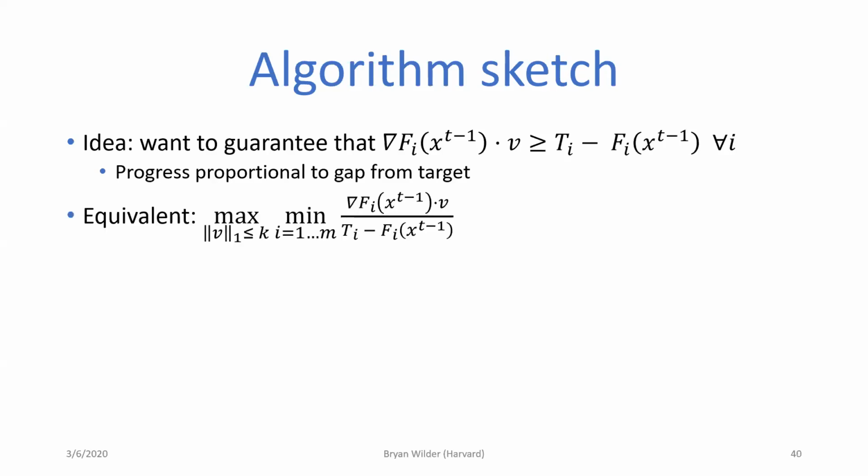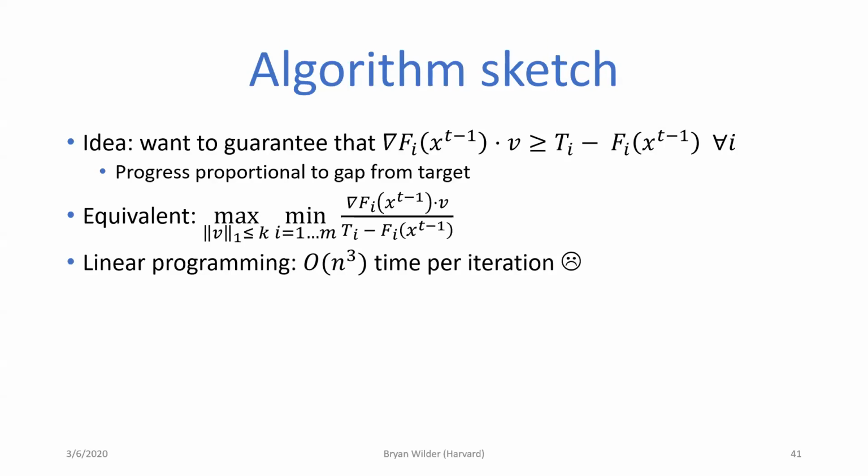You'll notice that I can equivalently rewrite this feasibility problem in terms of v as a maximization problem, where I'm trying to find a v that obeys the budget constraint and maximizes the minimum value of the ratio between the progress that I make and the gap from optimality for that group. If the value of this maximum problem is at least 1, then I'll have satisfied the promise that I want.